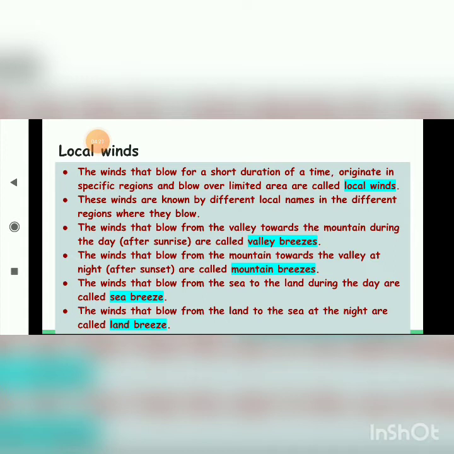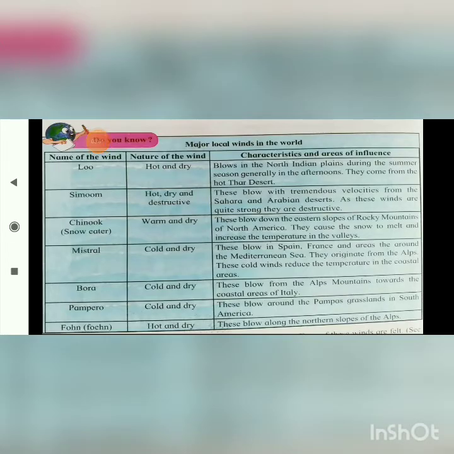The winds that blow from the sea to the land during the day are called sea breeze. The winds that blow from the land to the sea at night are called land breeze. Okay students, I hope this is clear to everyone. You must have come to know what local winds, valley breezes, mountain breezes, sea breeze and land breeze are. Now we will see major local winds in the world.